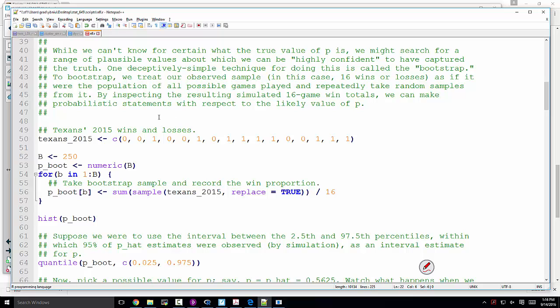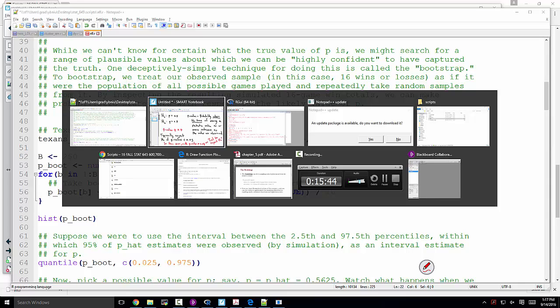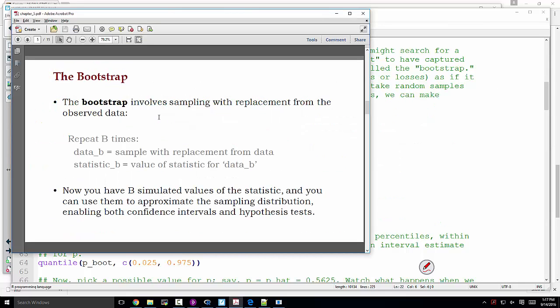Okay, so Bootstrap, let's see. Back in the notes, where did that go? Here's the idea of the Bootstrap. It is an iterative algorithm. It's a big for loop, basically. And what we do is, for many times, call it capital B, we take our sample. In our case, we have 16 zeros and ones. That's our sample. That's our data. Take your 16 zeros and ones and sample with replacement from them.